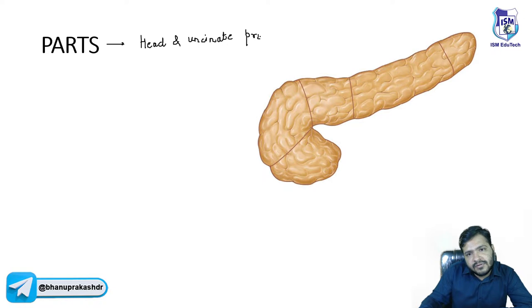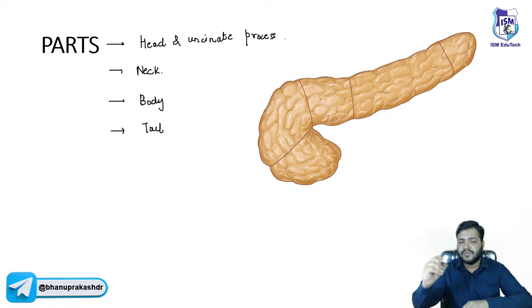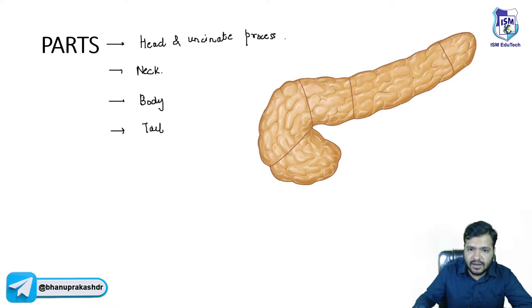Uncinate process. Okay, then we have the neck of the pancreas, then the body of the pancreas, and then the tail of the pancreas. So this is the head, beta. This whole part is the head portion.